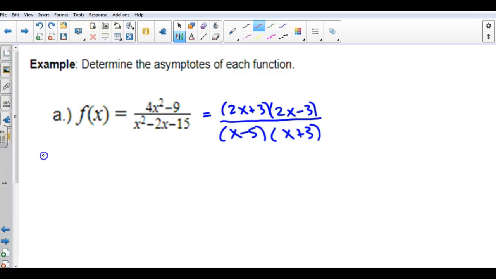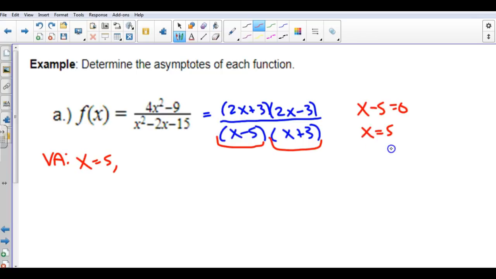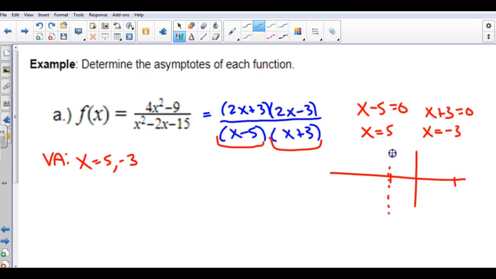So I'm going to start off with vertical asymptotes. What we're going to do is take each one of these factors and set them equal to 0. If I do x minus 5 equals 0, I'm going to have a vertical asymptote at x equals 5. And then if I take my other equation, x plus 3 equals 0, I'm going to have a vertical asymptote at x equals negative 3. So right away on our graph, I know that I could go over to where positive 5 is and negative 3, and I would end up with two vertical asymptotes there.